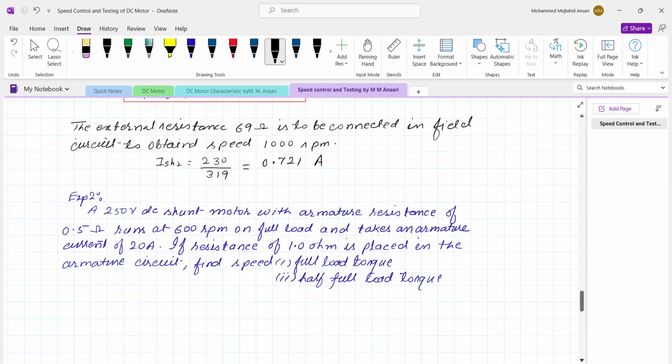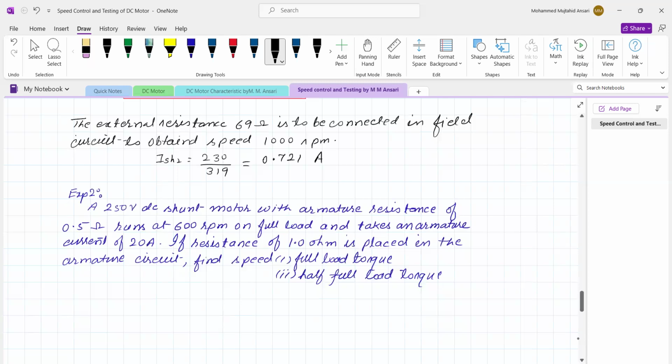Now the second numerical: a 220 volt DC shunt motor with armature resistance of 0.5 ohm runs at 600 RPM on full load and takes armature current of 20 ampere. If a resistance of 0.1 ohm is placed in the armature circuit, find the speed at full load torque and at half full load torque.